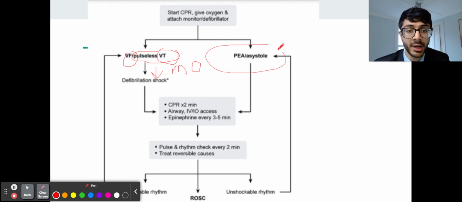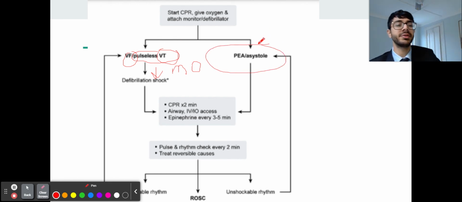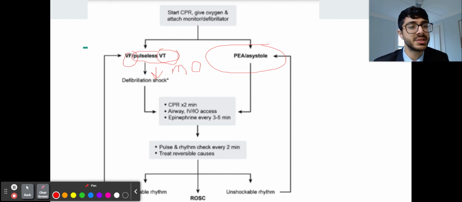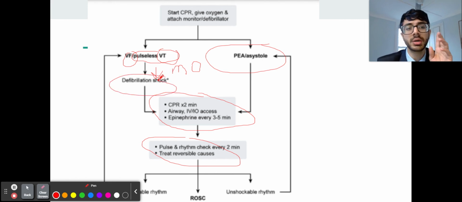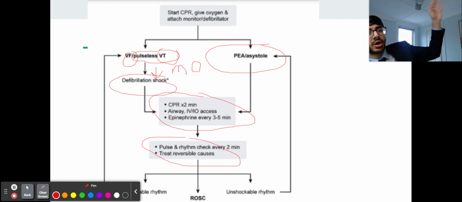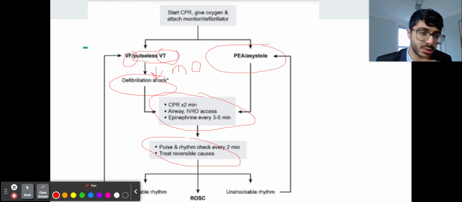And then PEA or asystole, when they flatline or whatever, right? You know how they shock them in the movies? You're not supposed to shock them. You're going to do CPR, airway, epinephrine, and pulse and rhythm checks, and so on. So the only shockable rhythms are the synchronized cardioversion rhythms, and the only defibrillation rhythms are these rhythms here. Everything else, you don't shock.